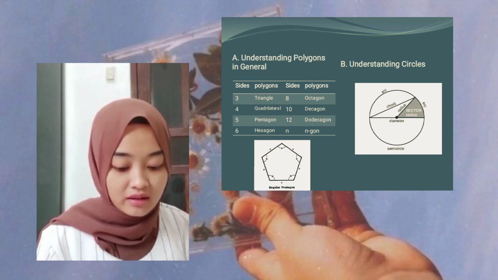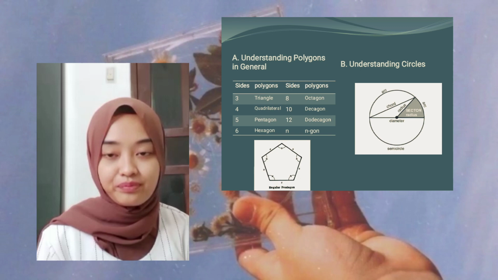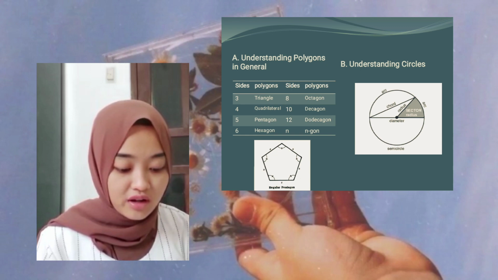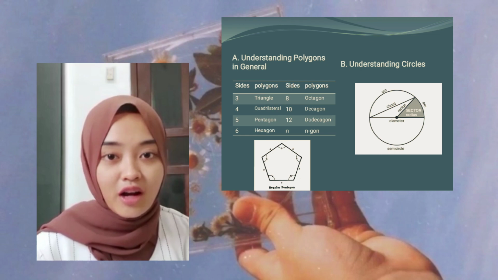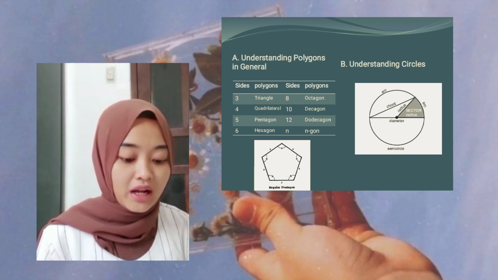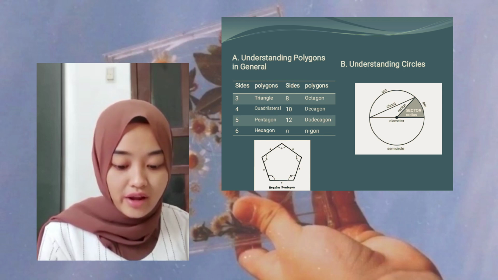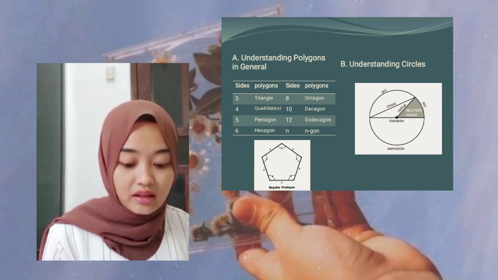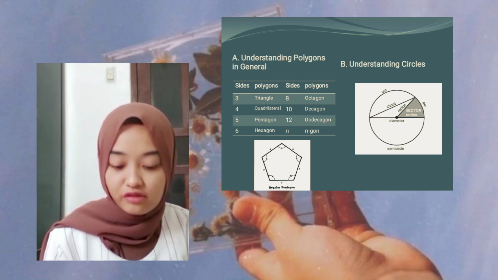An equiangular polygon is a polygon having congruent angles. Thus, a rectangle is an equiangular polygon. A regular polygon is an equilateral and equiangular polygon. Thus, the polygon in the figure is a five-sided equilateral and equiangular polygon. Answer.